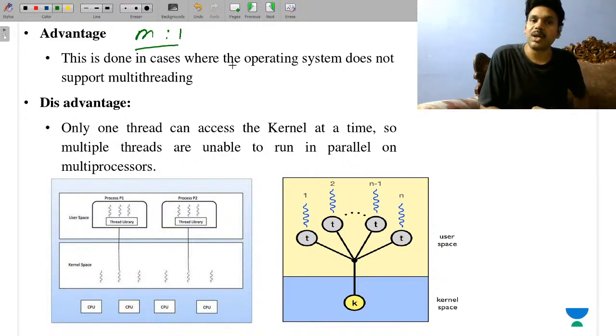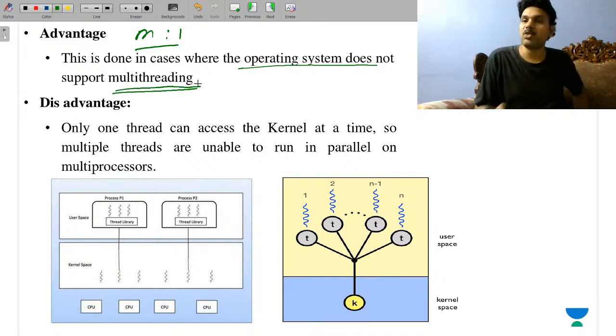This many-to-1 is used only when the operating system doesn't support the multi-threading concept. When you don't have the multi-threading concept, then you are supposed to use many-to-1. What is many-to-1? N threads are allocated to a single kernel thread only, as I created only one single thread because I'm having the concept of a single CPU.